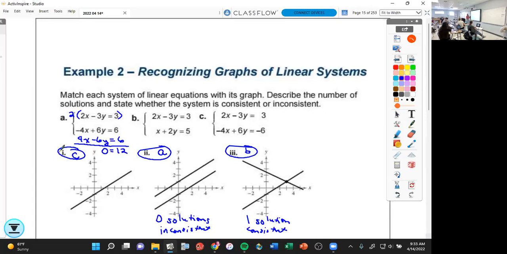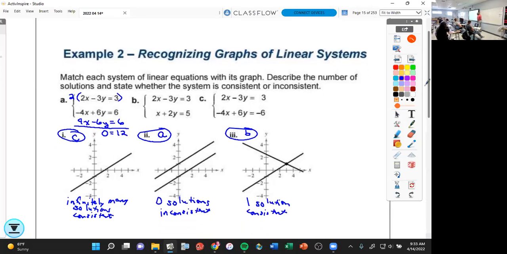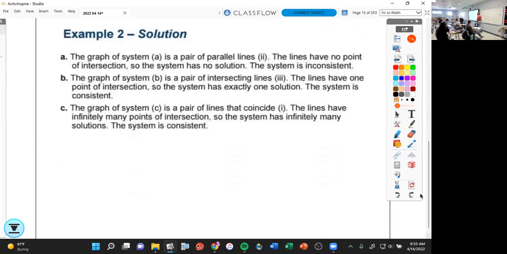Consistent. How many solutions? Infinitely many solutions. Consistent. Pretty simple so far. Here are the text descriptions of what we just talked about. You're welcome to capture that if you want and read it yourself later on. I'm moving on.